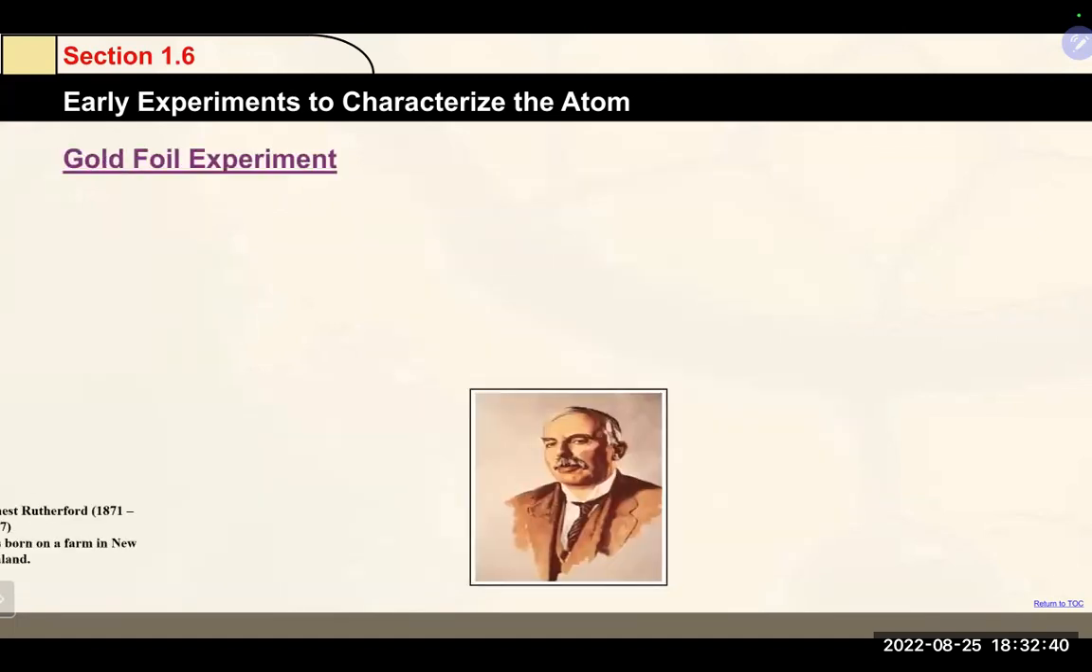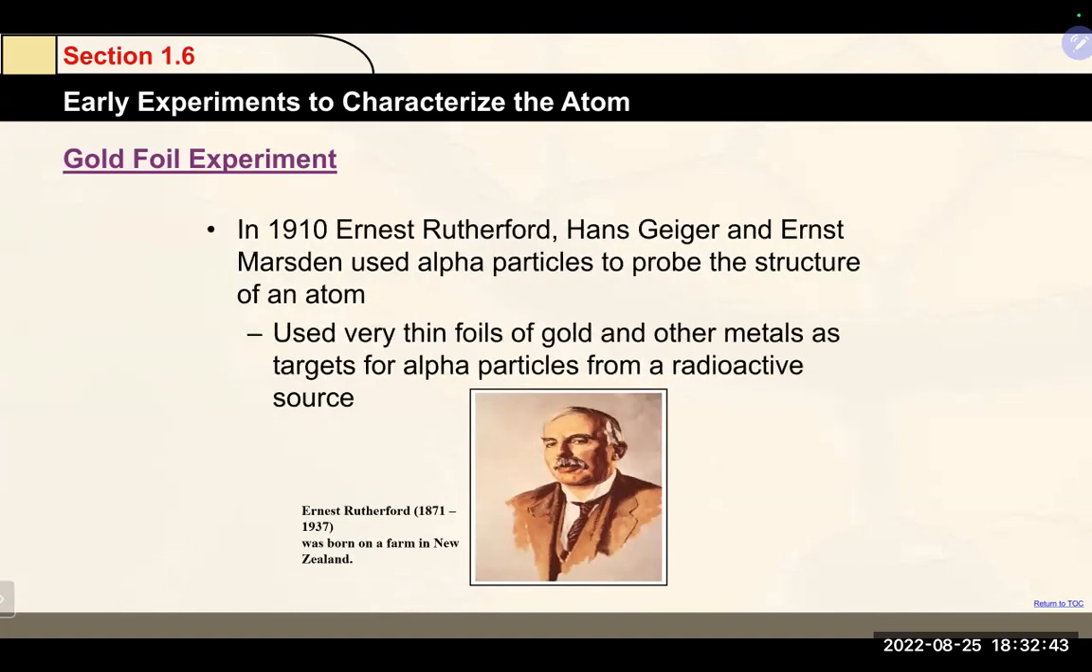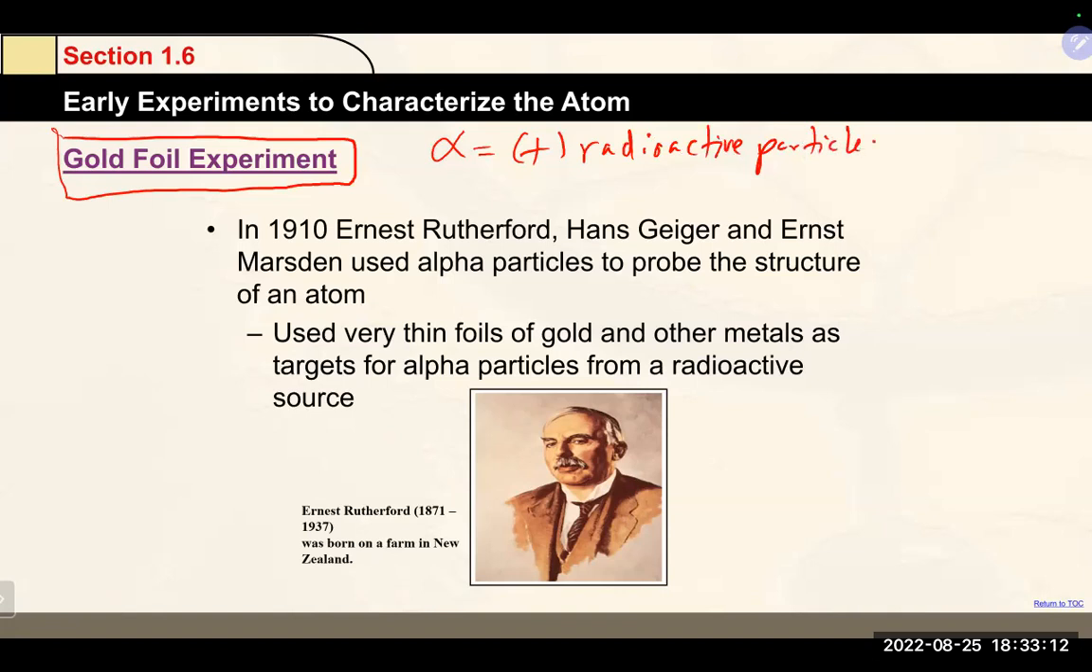This was really the accepted model of the atom until the next major experimental event, and that was Rutherford and his gold foil experiment. Rutherford shot alpha particles at pieces of gold foil and other metals. Alpha particles are positively charged radioactive particles. They're really helium nuclei, basically.